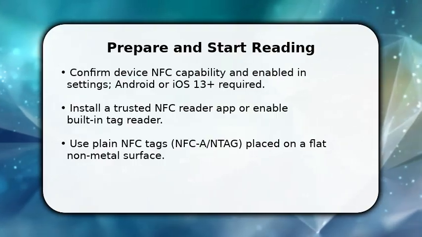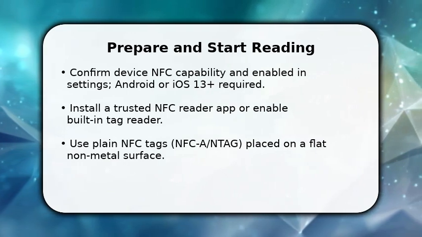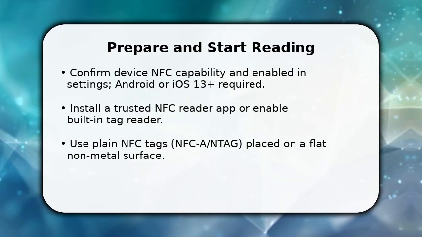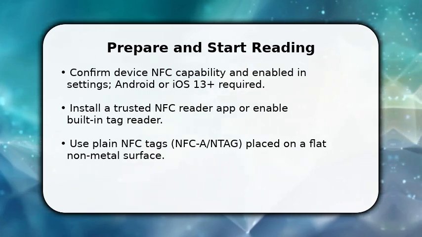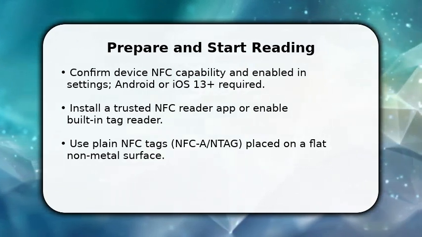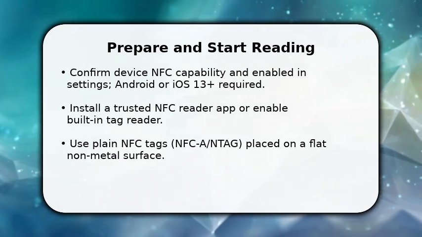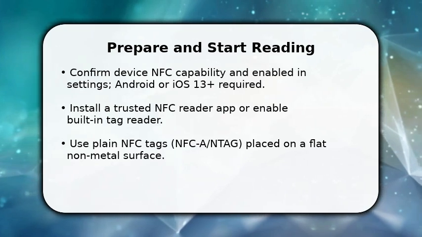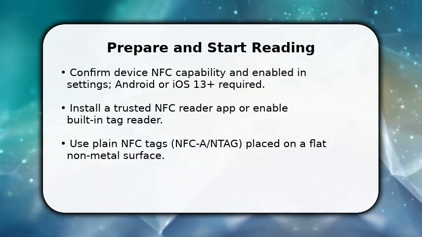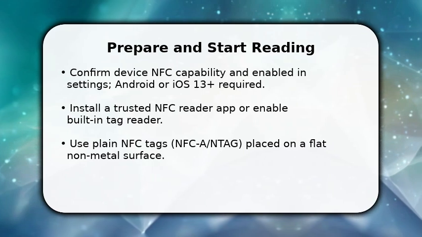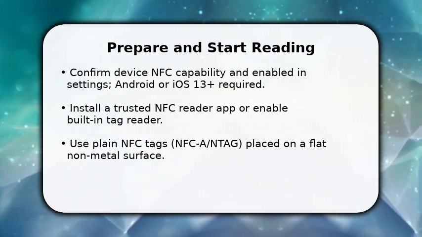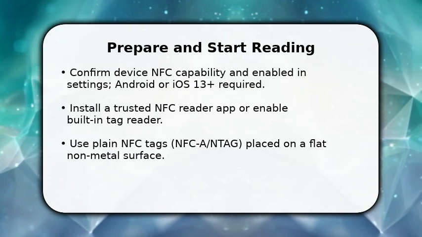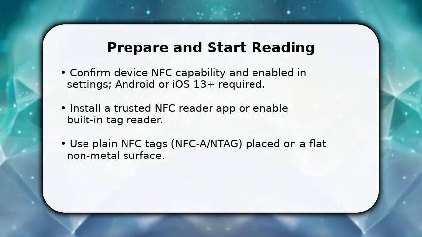You begin by confirming your phone or reader supports NFC and that it's enabled. This matters because hardware and OS control low-level access. Once done, install or open a trusted NFC reading app so you can inspect tag contents. Make sure the tag is a compatible type like NFC or Ntag and place it on a non-metal surface to avoid signal loss. Position the phone's NFC antenna over the tag, hold steady, and wait for the app to detect the tag. You'll see basic info instantly.